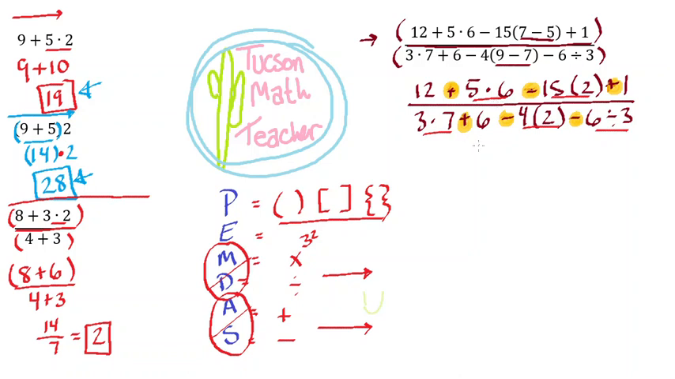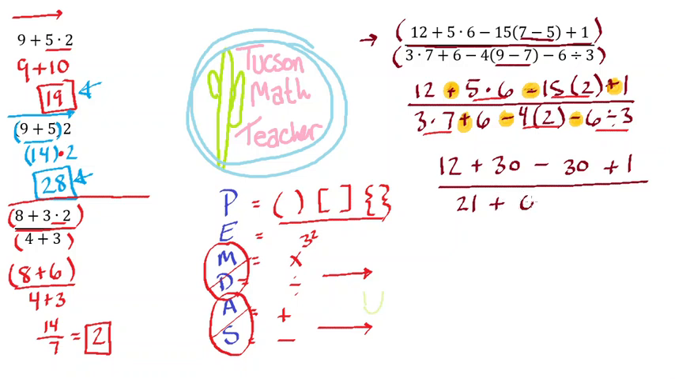So that 5 times 6 is separated from the 5 times 2 by that minus sign, so I can do them both at the same time. So I'm going to do that. 12 plus 5 times 6 is 30, minus 5 times 2, 15 times 2 is 30, plus 1, over, let's see, 3 times 7 is 21, plus 6, minus 4 times 2 is 8, minus 6 divided by 3 is 2.